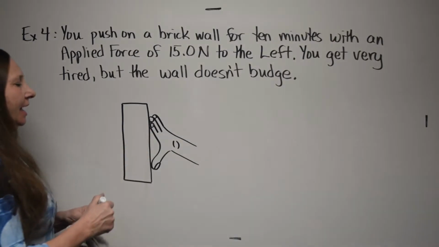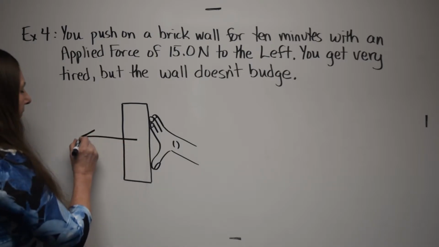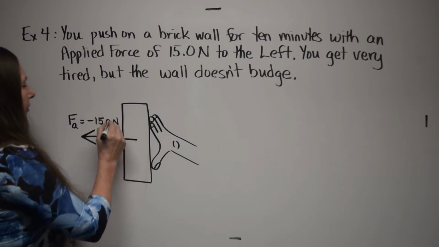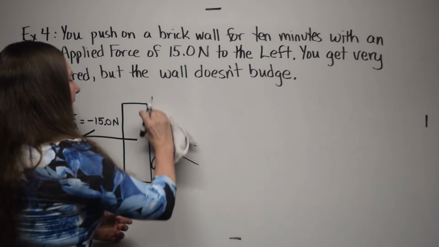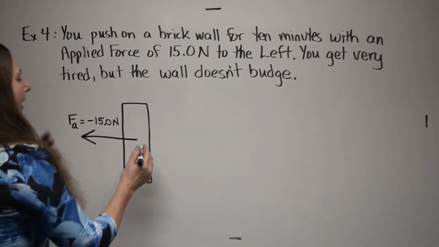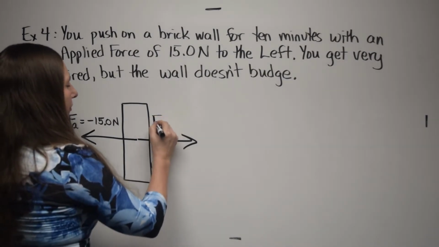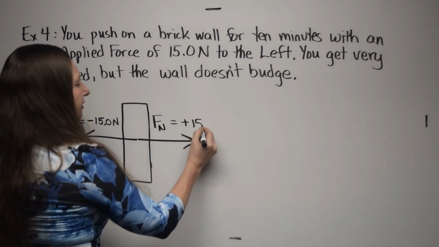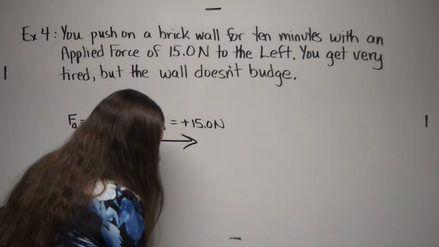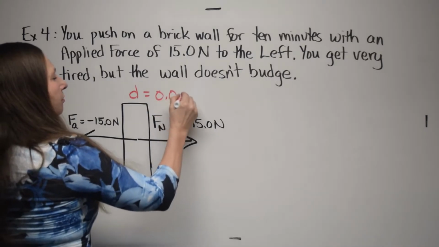So here's the hand. The hand is pushing to the left. So the applied force on the wall is to the left. F applied is negative 15 newtons. Now we really don't need the hand there because we're focused on the wall. We want to see if the wall moves. Now there are forces balancing that applied force. We'll call it a normal force, and that would be positive 15 newtons. All right, but in any case, the wall does not move. So the displacement is 0 meters.